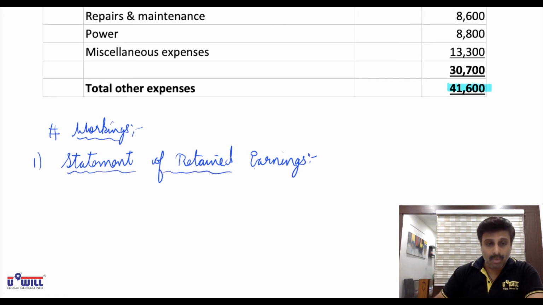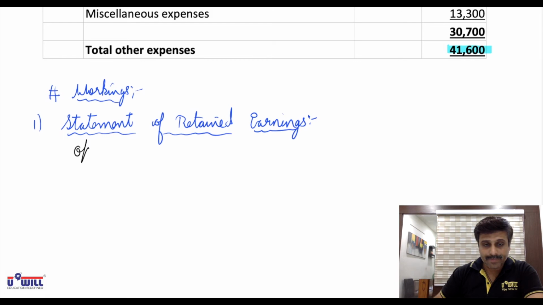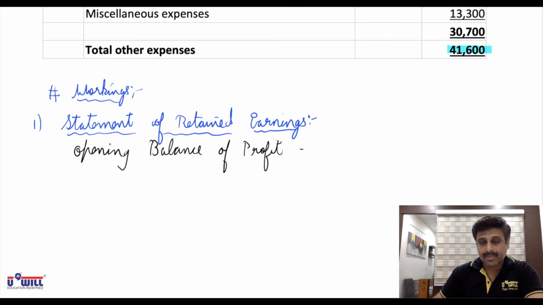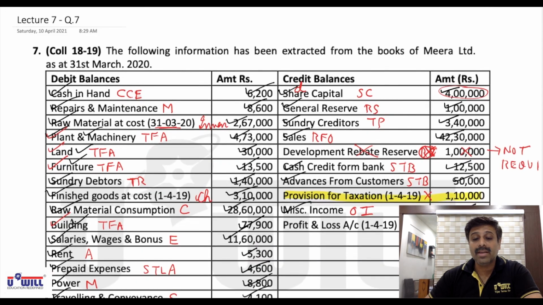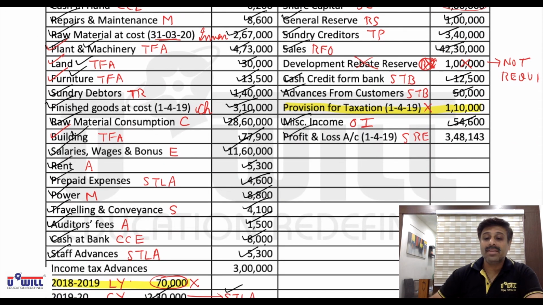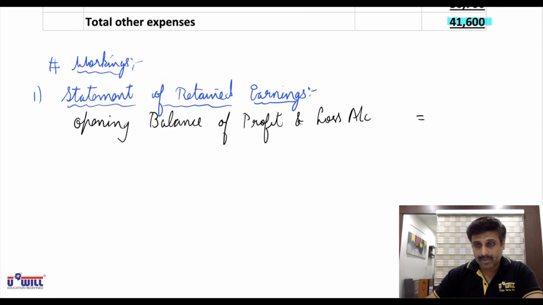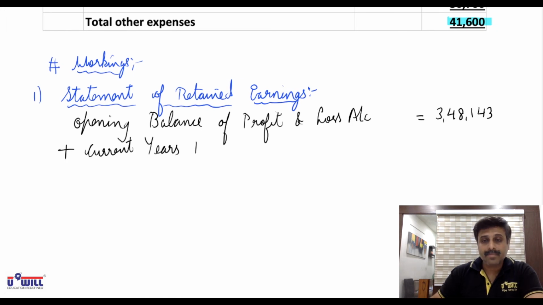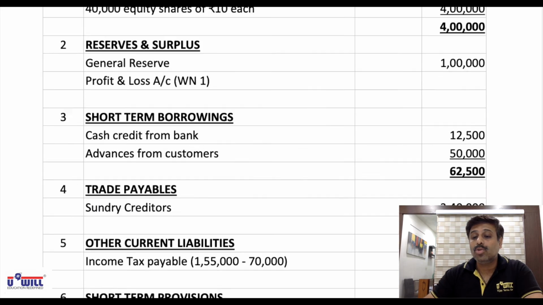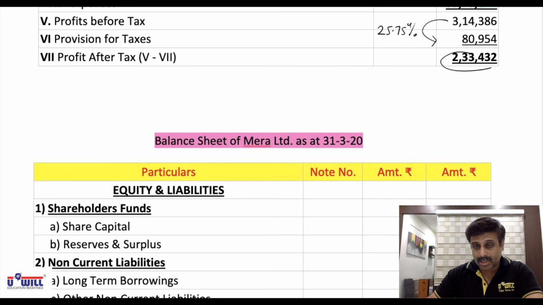Now in that we start with the opening balance of profit and loss account. That we will get from the trial balance. See that opening balance of P&L account, marked item. Here we have 348,143. Now in that we have to add current year's profit after tax. What is the current year's profit after tax? We have to add over here 233,432.